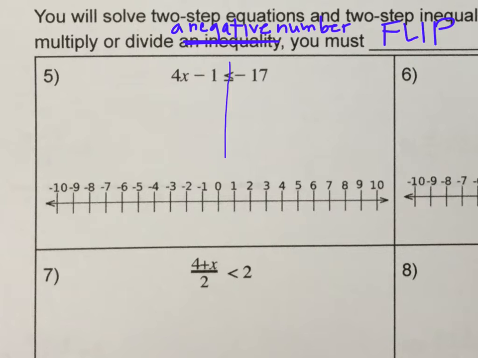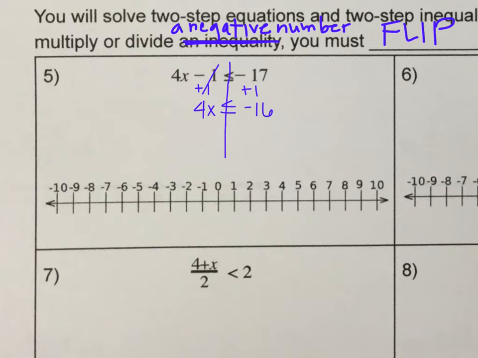All right, our goal is to get the x by himself. So first we need to put our like terms together. So that means I need to move that minus 1. The only way to move a minus 1 is to add 1. So on the left, I'm left with 4x. I'm going to copy down my sign. Negative 17 plus 1 is negative 16.